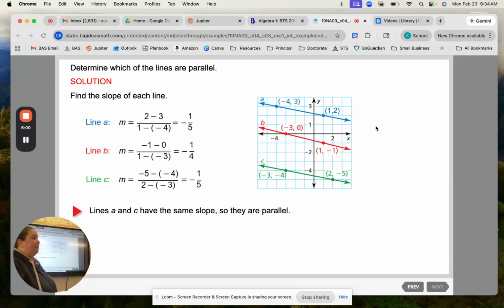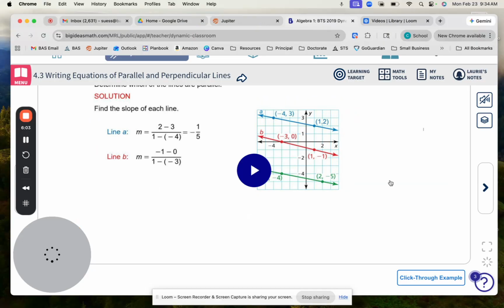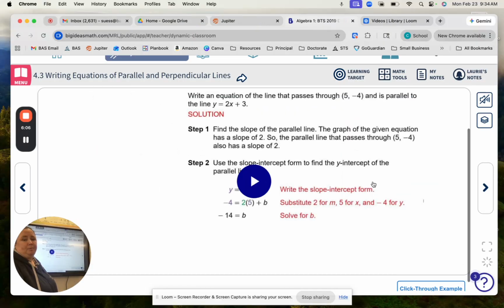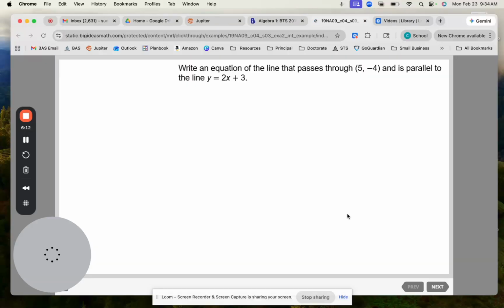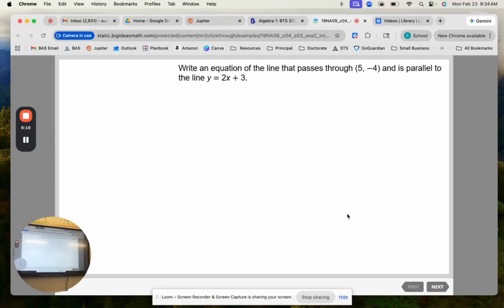Any questions on this one? All right, example 2. We're going to write an equation of the line that passes through the point (5, -4) and is parallel to the line y equals 2x plus 3. Okay, we have all the information we need to create a new line.